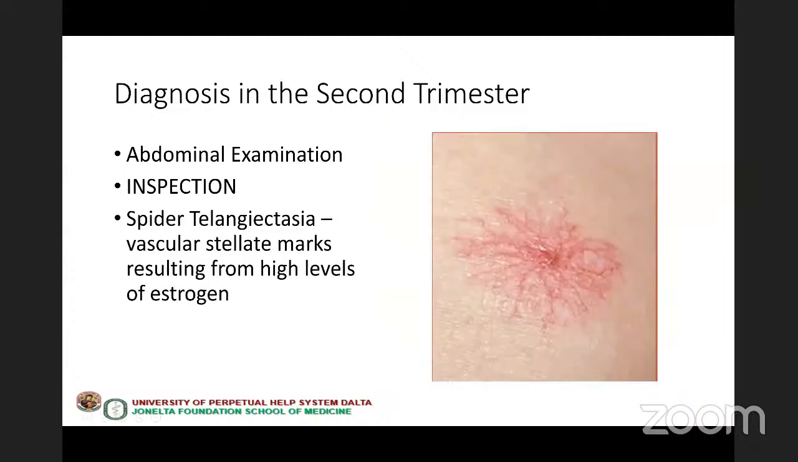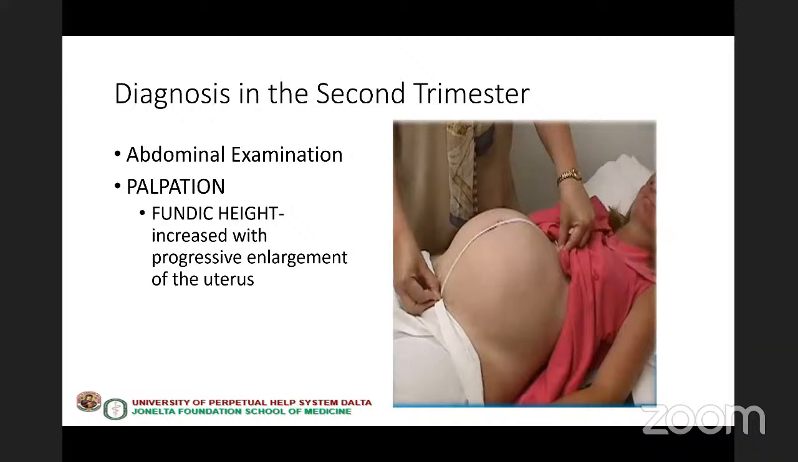Inspection still. You could have spider telangiectasia. So this would be vascular stellate marks, which would result from high levels of estrogen. Okay. So we're done with inspection.